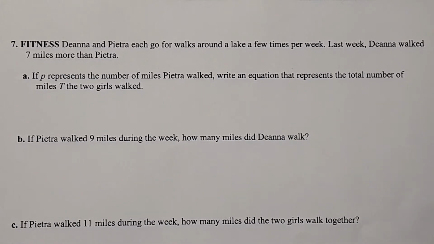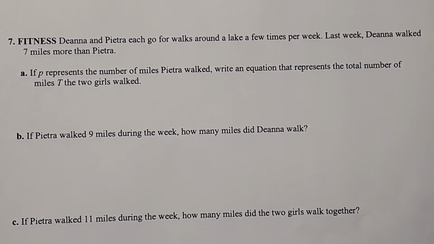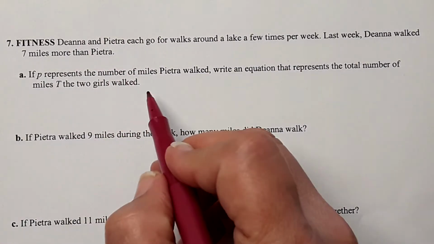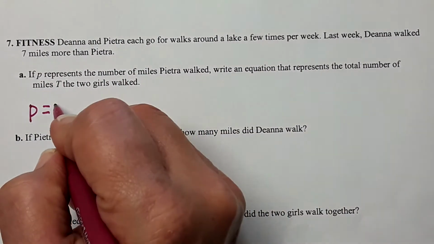Okay. So Deanna and Petra each go for walks in a lake a few times per week. Last week, Deanna walked 7 miles more than Petra did. So Deanna's walking a lot. If P represents the number of miles Petra walked, write an equation that represents the total number of miles T the two girls walked. So we have to come up with 2 things. Petra is just how many miles she walked, right?